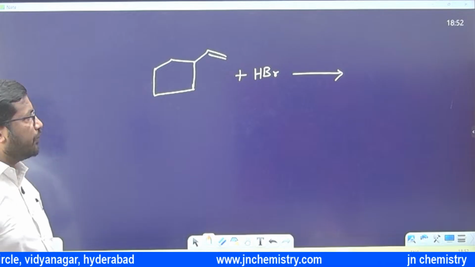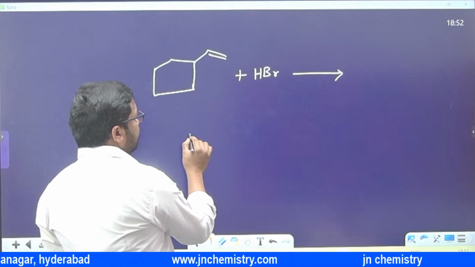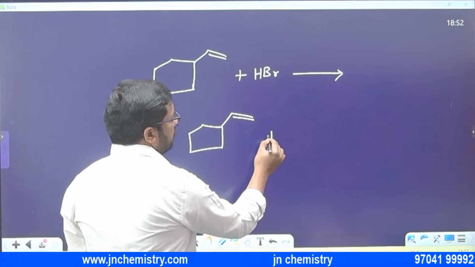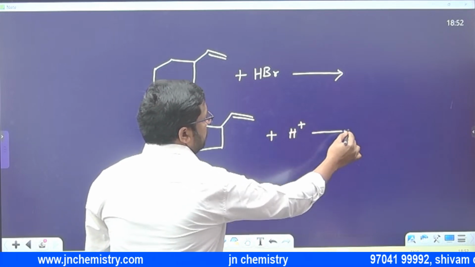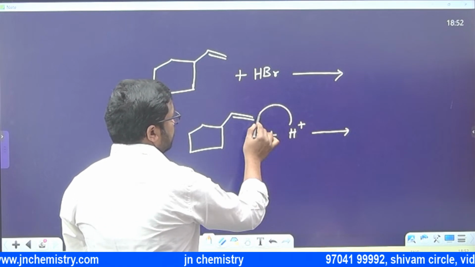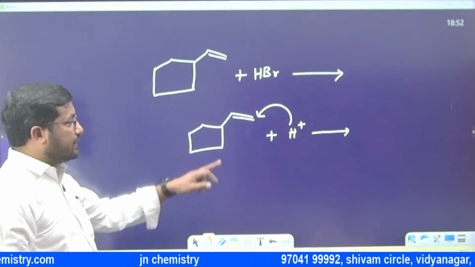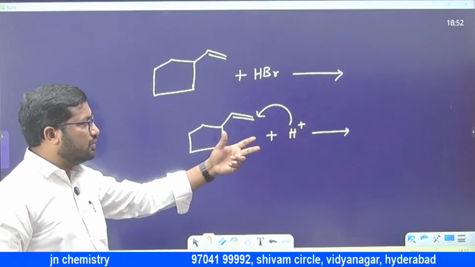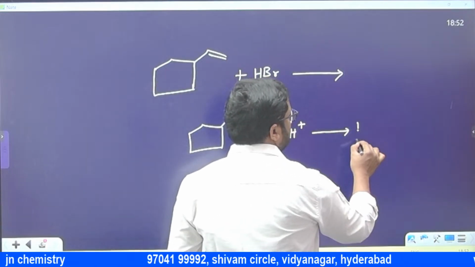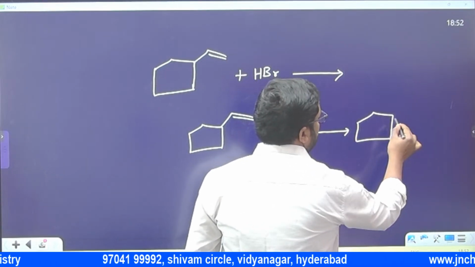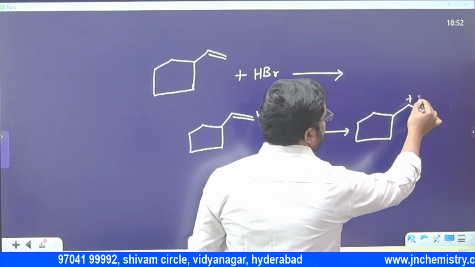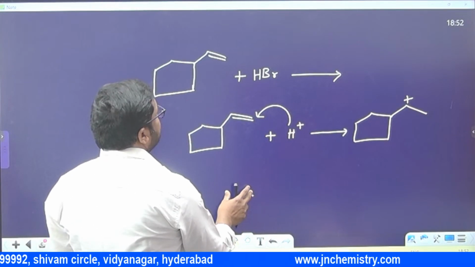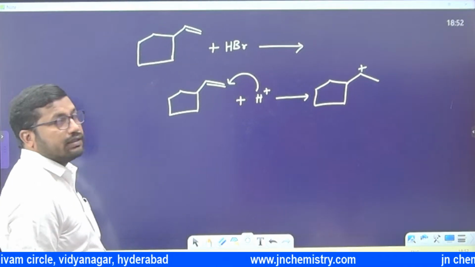Okay. So first, H plus is attacking here. H plus attacks this carbon, right? We'll get the secondary carbocation. If the H plus attacks here, we'll get a primary carbocation. So already we know here is the carbocation, we'll get like this.